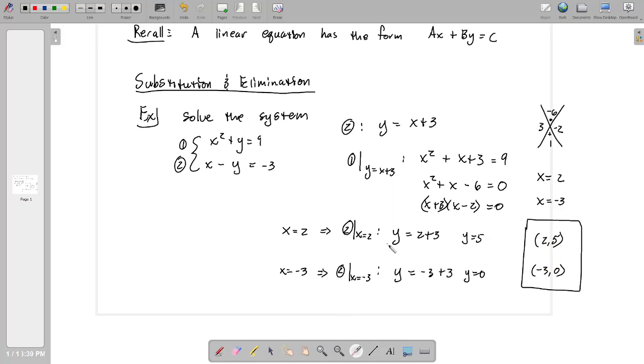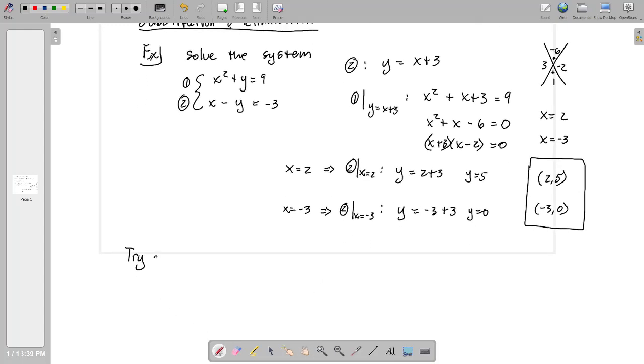I cannot emphasize enough how we find the values, though. When x is equal to 2, we get y is equal to 5. And when x is equal to negative 3, we get y is equal to 0, right? I recommend that you do these type of bookkeeping steps in order to highlight what your points will actually be at the end, because it can get confusing.